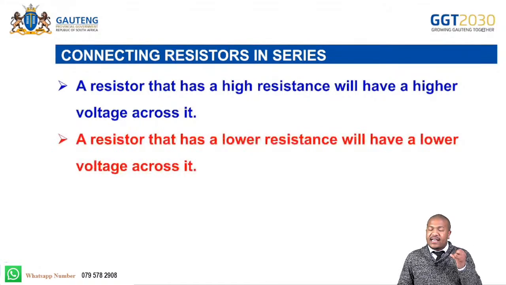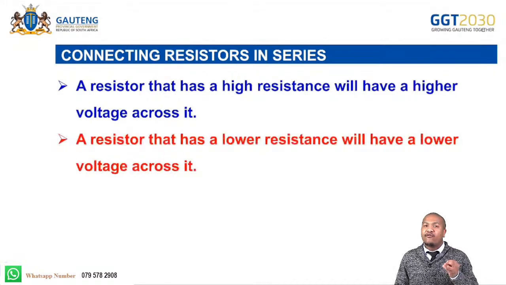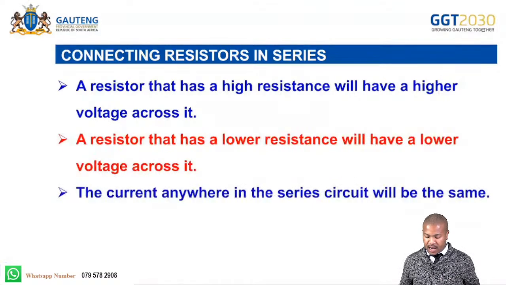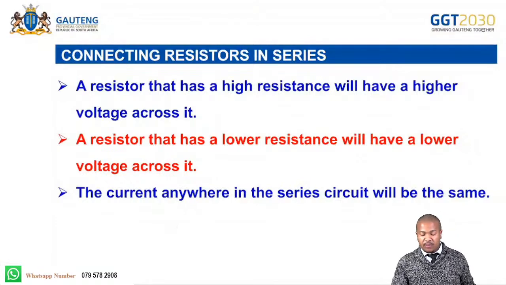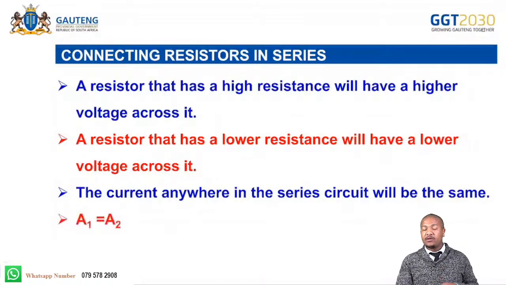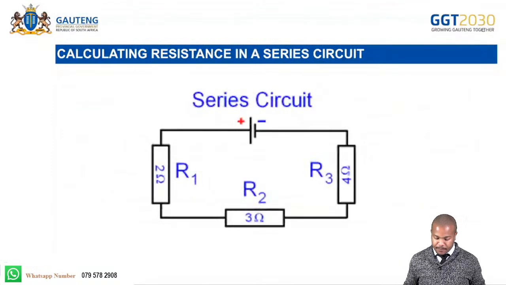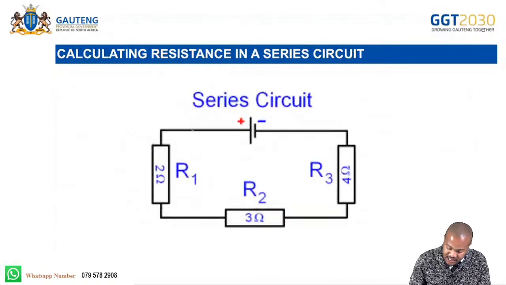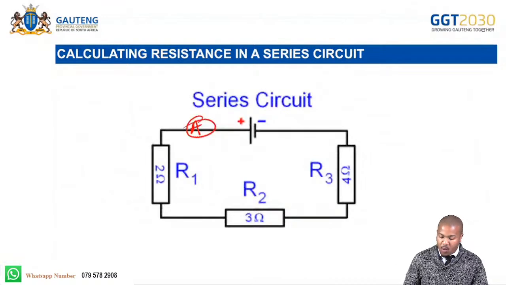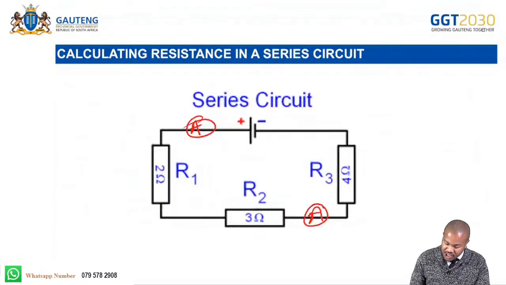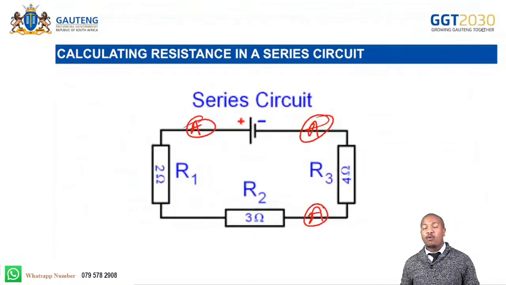Are we together? So a resistor that has a lower resistance will also have a lower voltage across it, right? But now remember, when we measure current anywhere in the series circuit, it will be the same whether it's measured at point B or point A. The current is the same throughout in a series circuit, right? So I was saying here, when we measure current, which is measured in amperes, whether we measure it at this point, at this point, or at this point, it is the same, right?